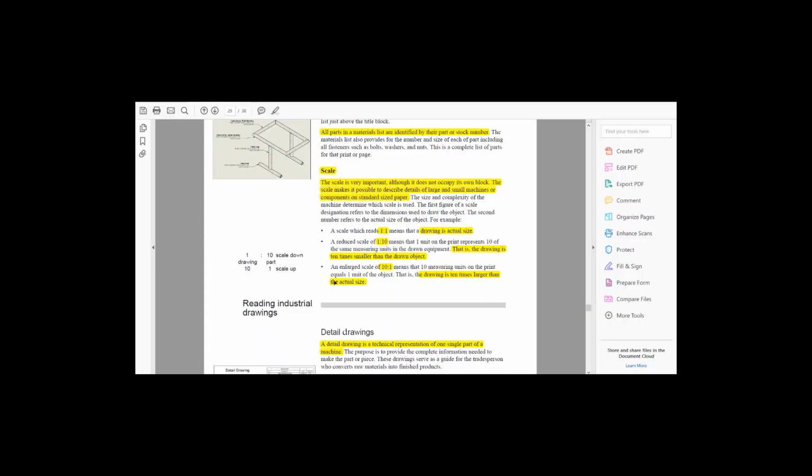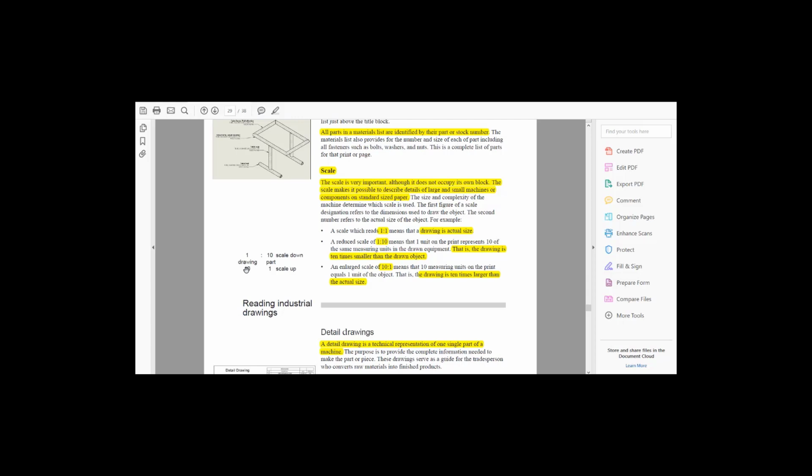I would like to reiterate the importance of understanding the scale. So I made a little side note, and the number 1 to 10 scale means you are scaling down. So the part itself is 10 times larger than the drawing. The first number in the scale is always the drawing, what you see in the draft.